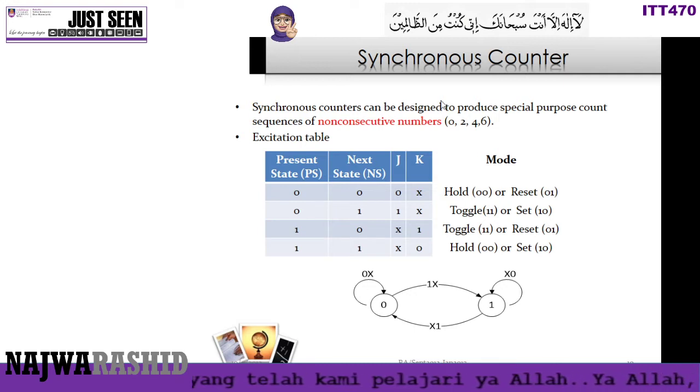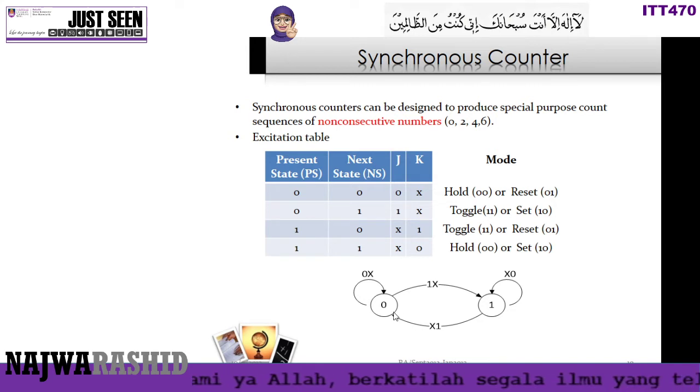Next, present state 1, next state 0. If 1, 1, toggle. If 0, 1, the mode is reset. Next, when present and next state are both 1, it can be either hold mode or set mode. If 0, 0, hold; if 1, 0, set. So the process is like this.